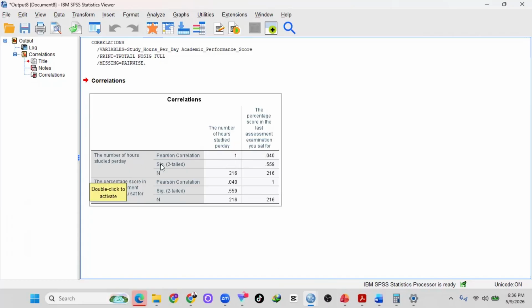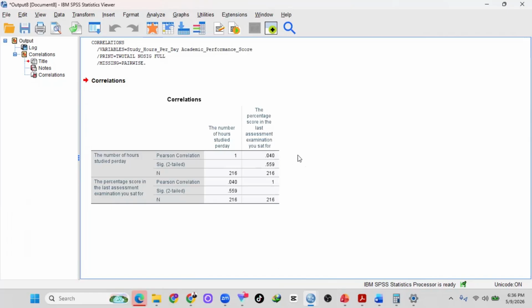But the number of hours with the percentage score in the last assessment have a Pearson correlation coefficient of 0.04, which is a weak correlation coefficient. It means it is close to 0. If it was like 0.9 and close to 1, then we would say it is strong. Being that it is close to 0, you will see that even its p-value is large. It is 0.5. We say that it can only be significant if the p-value is less than 0.05.